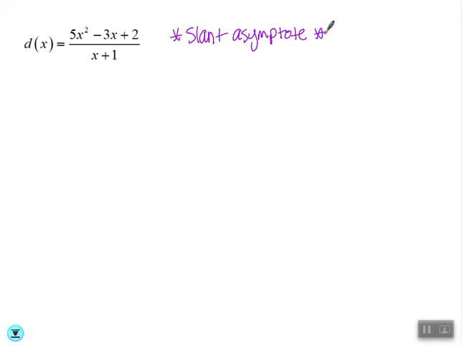To find the slant asymptote, you need to do long division. So I'm going to start by writing this out like a division problem that you would have done in 4th grade. When we do long division with polynomials, we only want to look at the first term. And we want to ask ourselves, what is 5x squared divided by x? Well, that's just 5x.